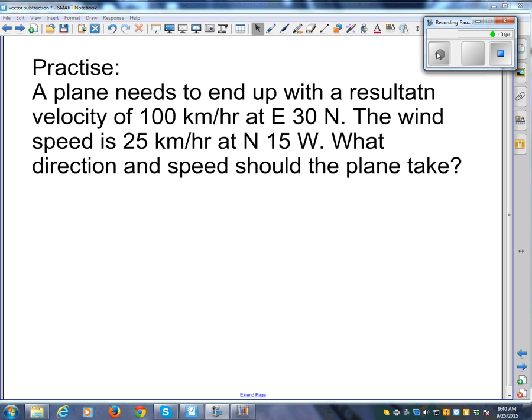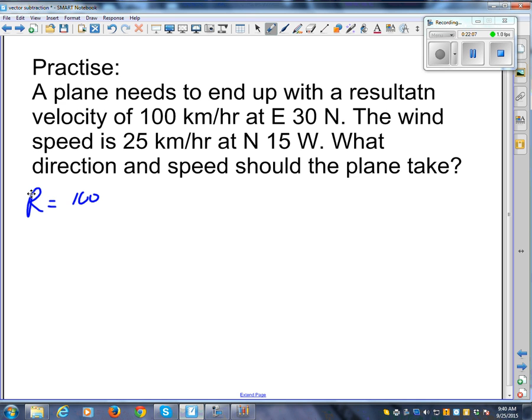Here's the hint. A plane needs to end up with a resultant velocity of 100 kilometers an hour at east 30 north. The wind speed is 25. What direction in the wind should the plane take? So what is my resultant of the situation? It's 100 at east 30 north. The wind speed is 25 kilometers an hour at north 15 west. What direction and speed should the plane take?